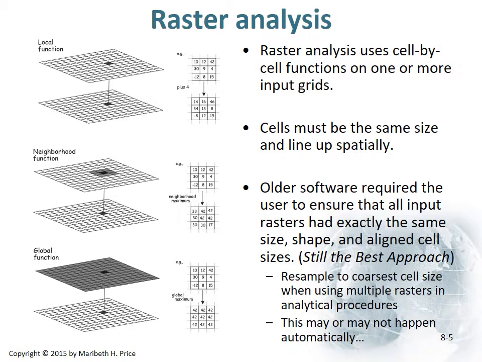Something we would often have to do is resample if we were mixing and matching different size rasters. You always have to resample to the coarsest cell size when using multiple rasters within an analytical workflow or procedure. And that's still the case. You need to resample to the coarsest cell size. And that basically means that you cannot mix a 60-meter resolution grid with a 30-meter resolution grid. You don't just split the 60-meter grid into 30-meter pixels and say, oh, look, now I've got a 30-meter grid.